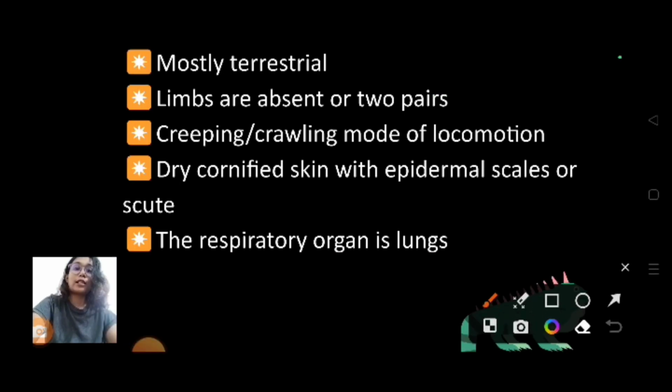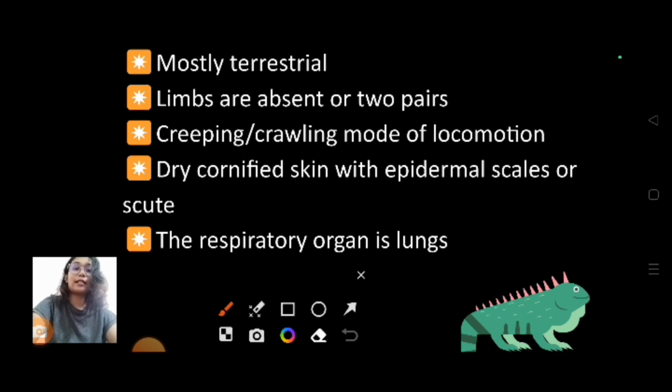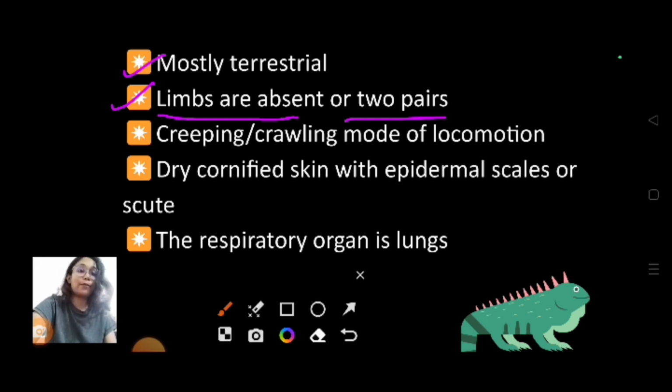In the first point it is saying mostly they are terrestrial. Next point it is saying the limbs are absent or in two pairs. In some cases, for example snakes, which also fall under reptiles, they do not have any limbs, and some like chameleons and lizards are having limbs in two pairs. You can see one pair, this is one pair, this is one pair.